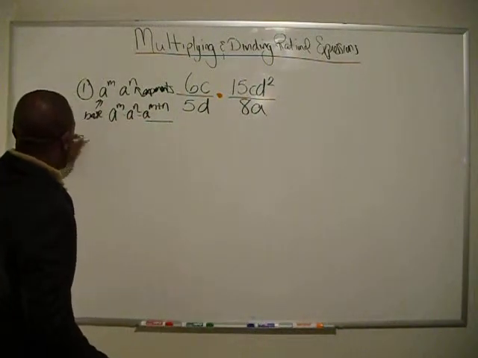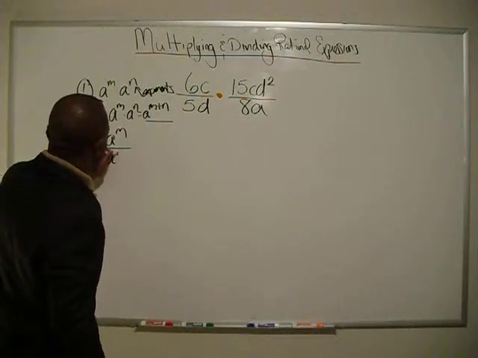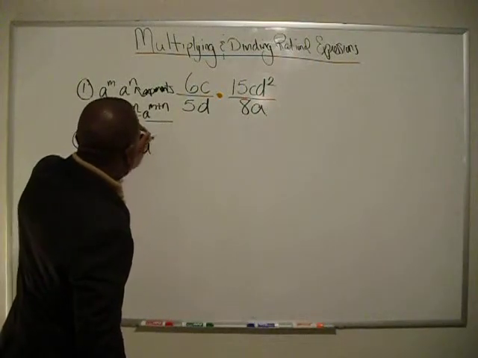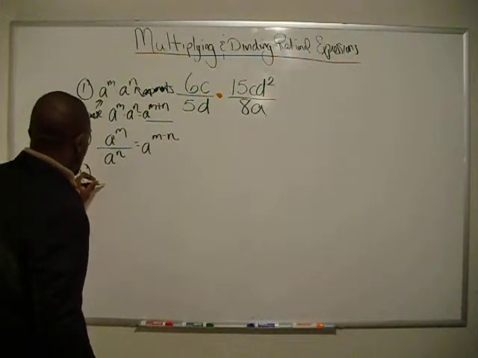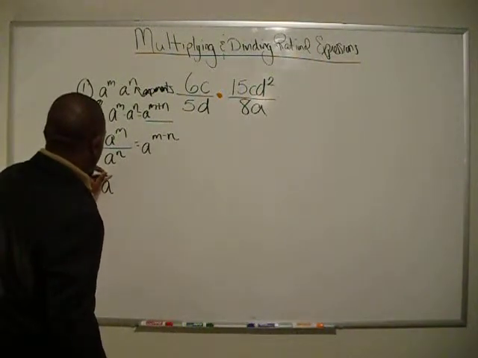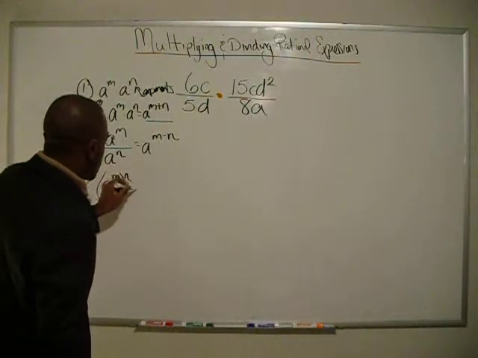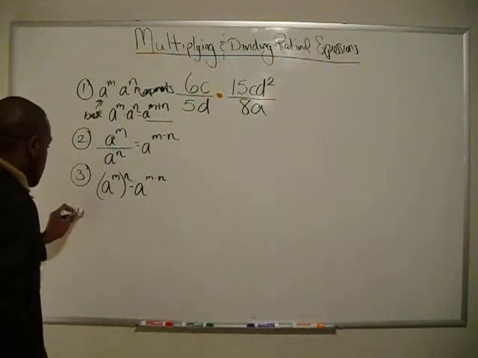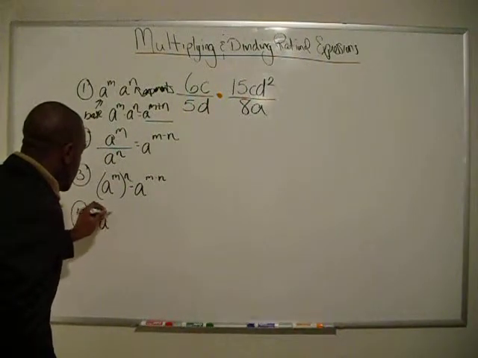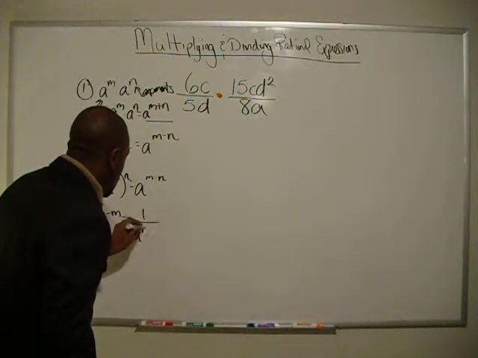The second rule, when you divide, you subtract. So it becomes a to the m minus n. Third rule, a to the m in parentheses to the n, you multiply them together, so a to the m times n. And lastly, a to the negative m means it's 1 over the base to the positive exponent.